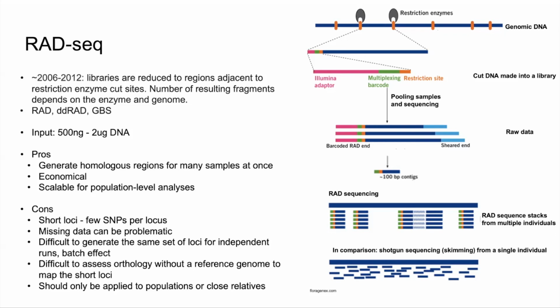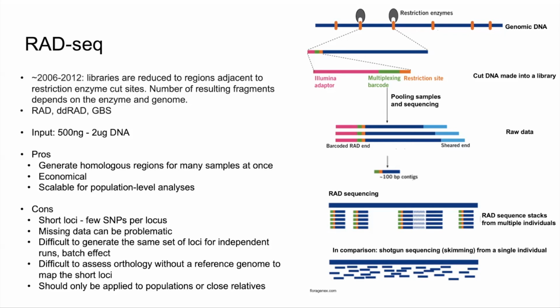Some of the cons are that the loci tend to be pretty short and can have only one or a few SNPs, or single nucleotide polymorphisms, per locus. Missing data in this method can be problematic. It's difficult to generate the same set of loci for independent runs. There can be a batch effect because you're using enzymatic methods, so you would want to process all of your DNA samples with the same enzyme at one time and not necessarily combine different runs.